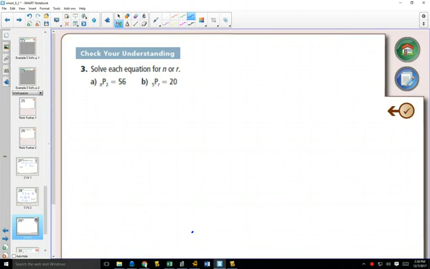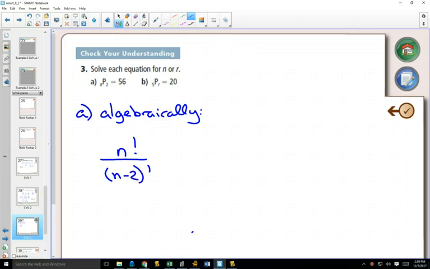For example 3a, if this came up on an exam, they would add the word algebraically, and that they would like you to solve this question using the formula and using your skills with dealing with factorials algebraically. They don't want you to just guess and check and get the right answer. So what does that mean? Well, nP2, we have our formula. That means n factorial over n minus 2 factorial is equal to 56.